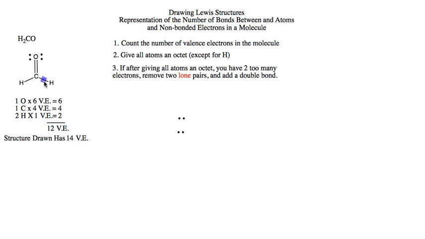The carbon has 2, 4, 6, 8 shared electrons. The oxygen has 4 shared and 4 unshared. And I have a total of 2, 4, 6, 8, 12, 14, I'm sorry, I counted wrong. 2, 4, 6, 8, 10, 12 valence electrons, which is what we want. So we've got the correct Lewis structure.